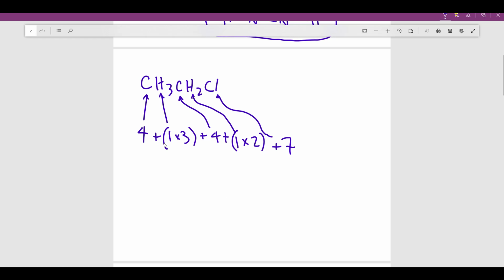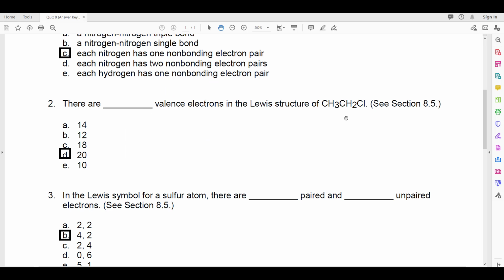I have to just do the math now. So I've got 3 times 1 is 3, plus 4 is 7, plus another 4 is 11, plus 1 times 2, that's 2, plus 11 is 13, plus 7 is 20. So the answer to this question is 20 total valence electrons. So that is what this question is asking. How many valence electrons do we see total in this structure? The answer is 20, which lines up with option D.